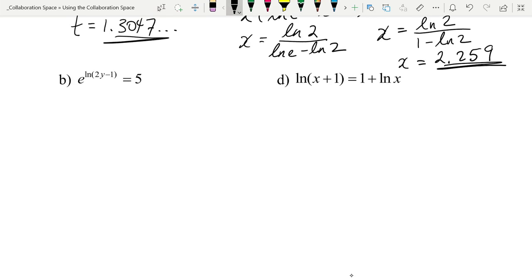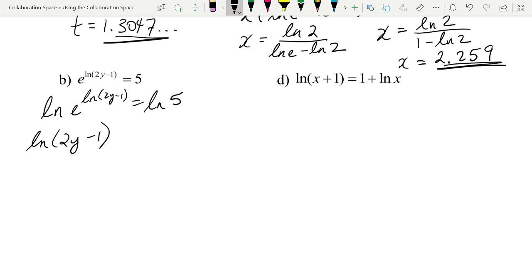So I'm going to take the log of both sides of this equation. So I have the natural log of e to the natural log of 2y minus 1 equals the natural log of 5. In logarithms, exponents can become coefficients. And I know what this is. This is times 1.